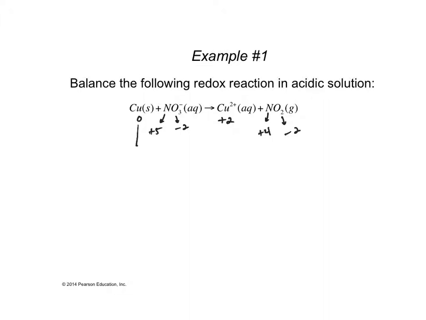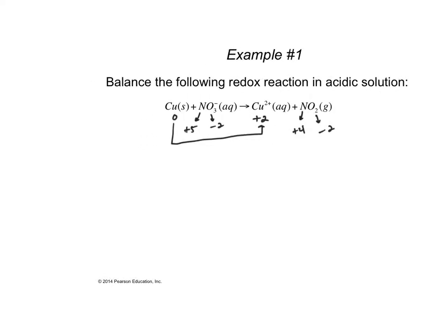So in going from a 0 to a +2, what has happened to copper? It has been oxidized, okay? Specifically, how many electrons has it lost? 2, right? So we're going to write that as the oxidation half reaction, as its own little separate thing. So in the oxidation half reaction, we have copper going to copper 2+, and we're going to write the electrons as a product, okay?